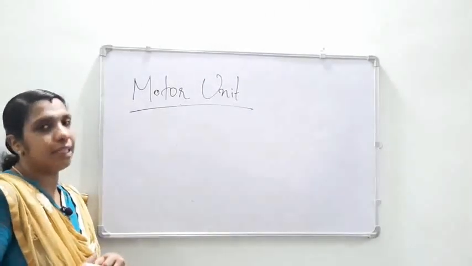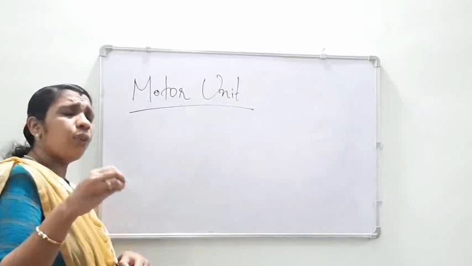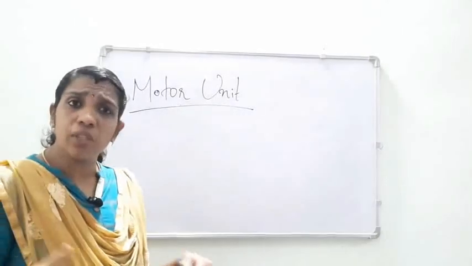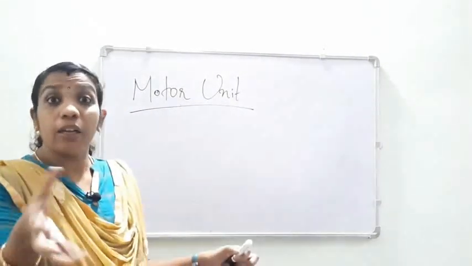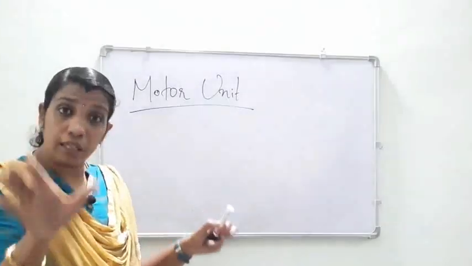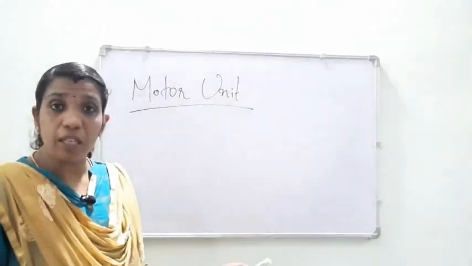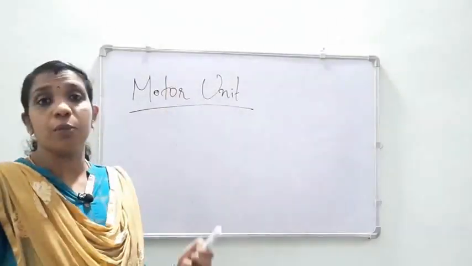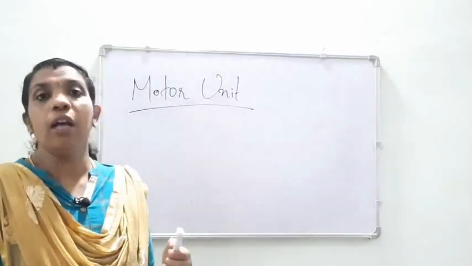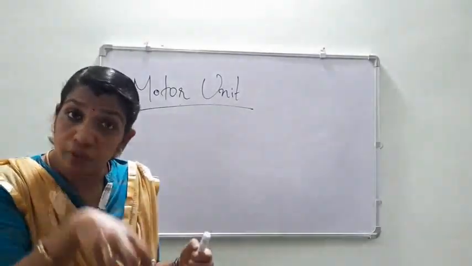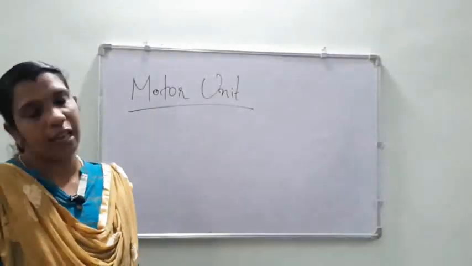Now we will see what a motor unit is. We all know that the lower motor neuron starts from the spinal cord. It also starts from the brainstem. From the brainstem there is lower motor neuron, and also from the spinal cord there is lower motor neuron. From the anterior horn cells of the spinal cord, the lower motor neuron arises.